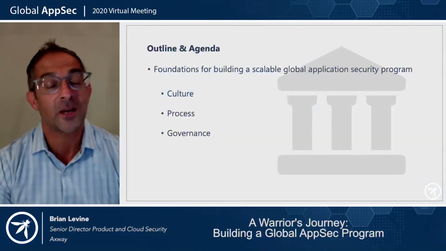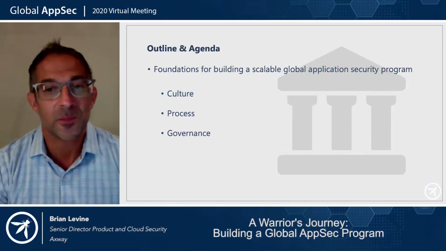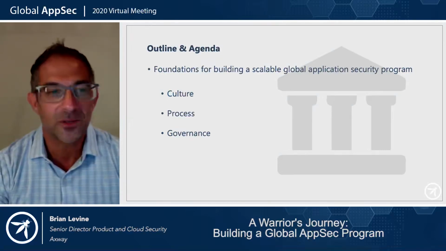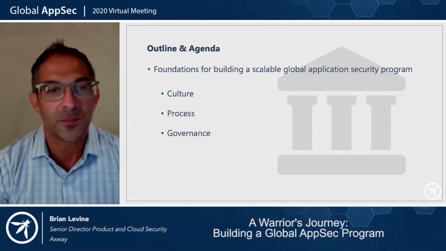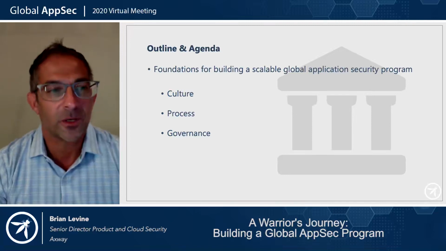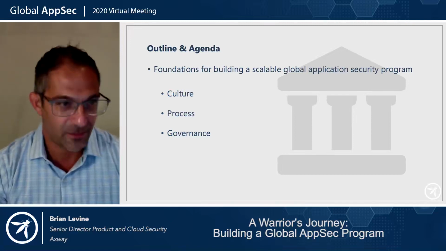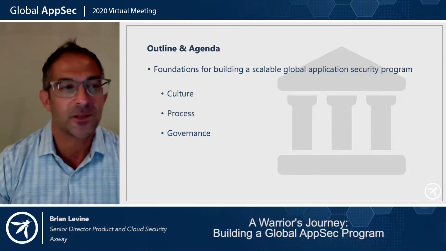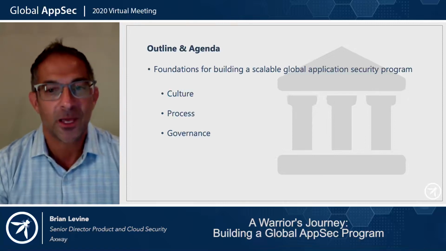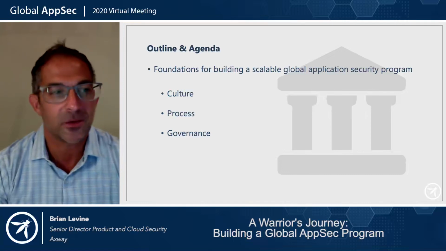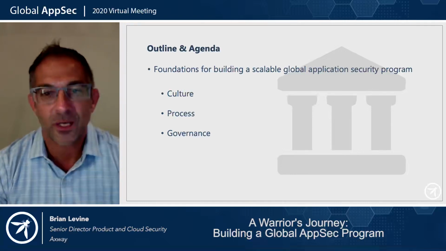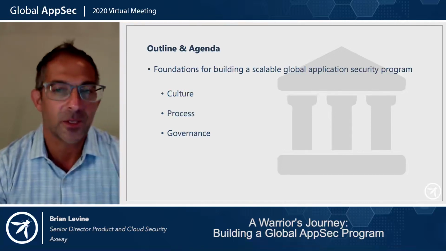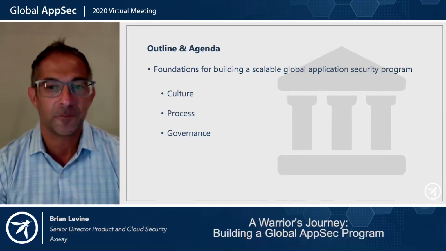What I'm hoping you'll get out of this talk are some strategies and tactics that you can use to develop and improve your program, and what we're going to cover in these 3 core areas. We'll focus on establishing a security culture, we'll look at developing and scaling security processes, and we'll look at governance for ensuring visibility and executive accountability.